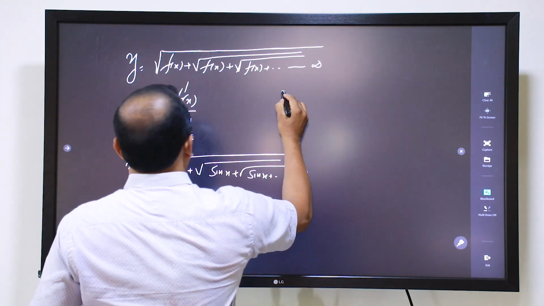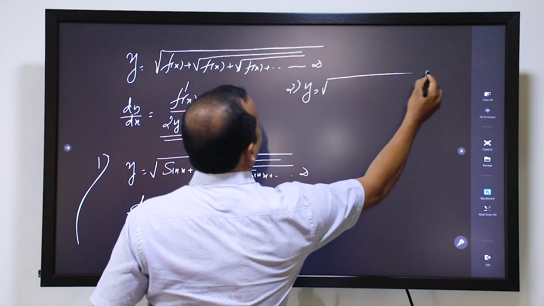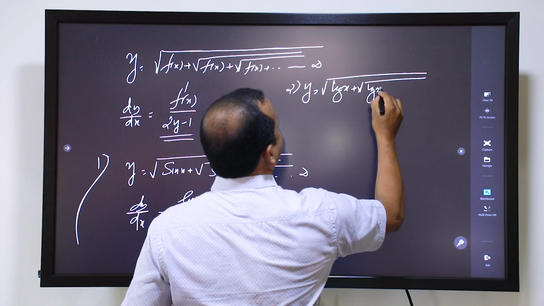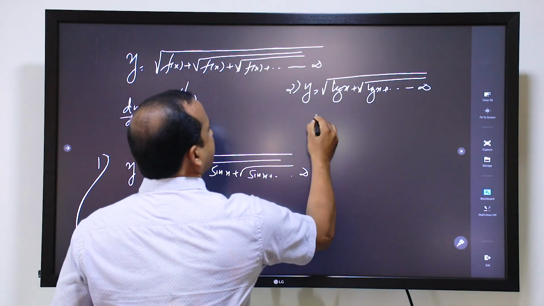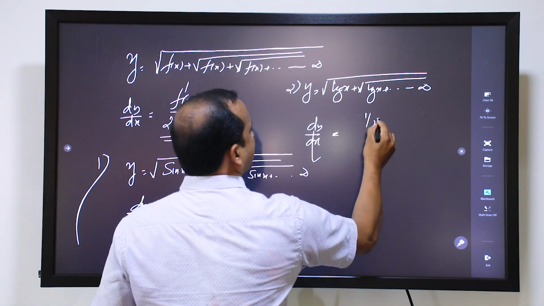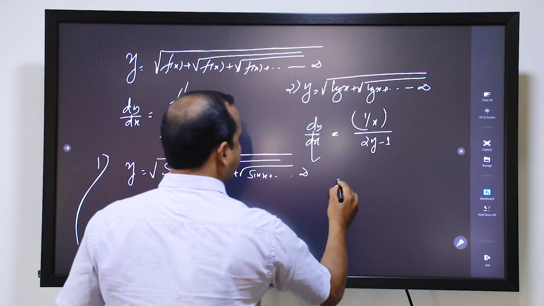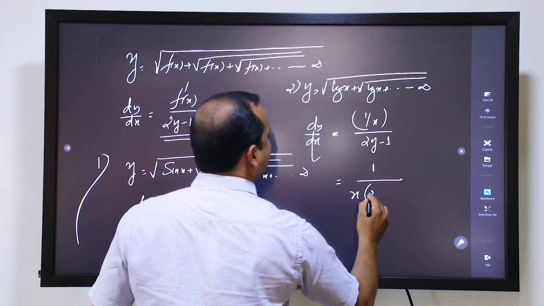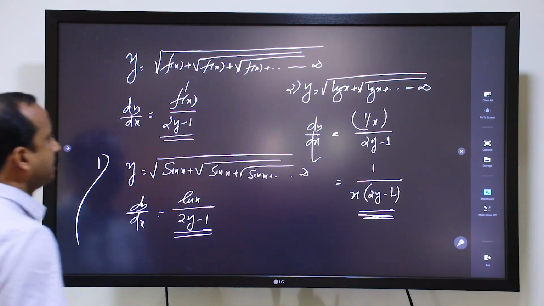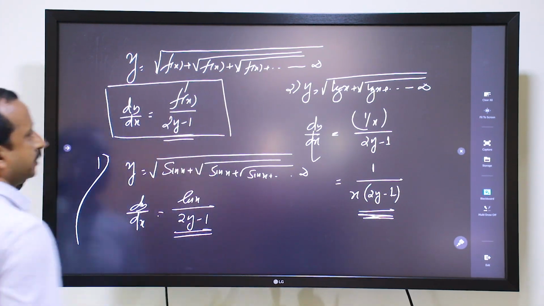Okay, one more question. y is equal to square root of log x plus root of log x plus etc. to infinity. In that case also, dy by dx is equal to the derivative of log x, which is 1 by x, the whole divided by 2y minus 1. That is 1 divided by x into 2y minus 1. That's all. It's a very easy and simple formula for finding the derivative of such type of functions.